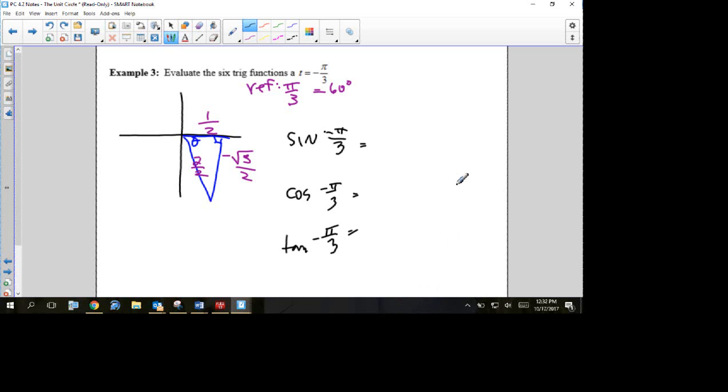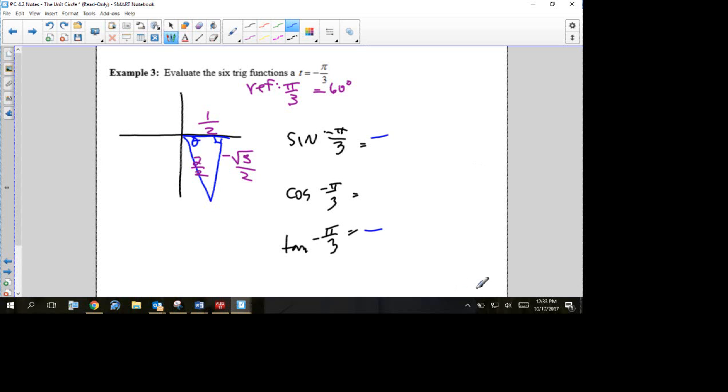So my reference angle is 60. It's in the 4th quadrant. What's going to be positive in the 4th quadrant? All students take calculus. Cosine is positive. So that tells me sine is negative, tangent is negative. Because only cosine is positive in the 4th quadrant.